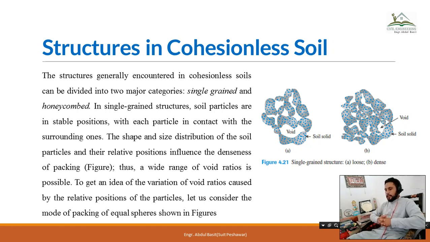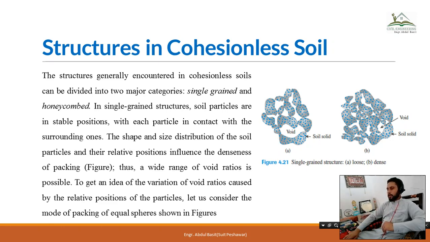Then coming to the different types of cohesionless soil. It is obvious that it will have no cohesion. Then we have two types of cohesionless soil: single grain soil and honeycombed. What will be the arrangement of the particles in single grain soil and then in honeycombed, and how to find out the voids or the compaction, you can say the void ratio, of these types of structure?